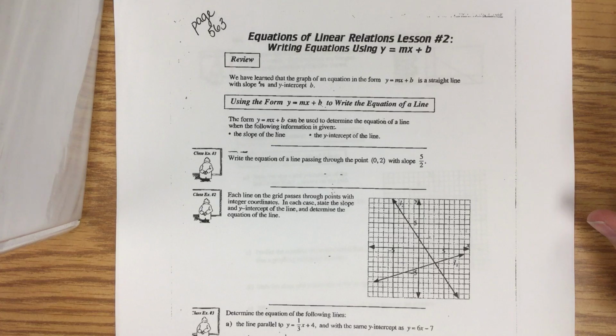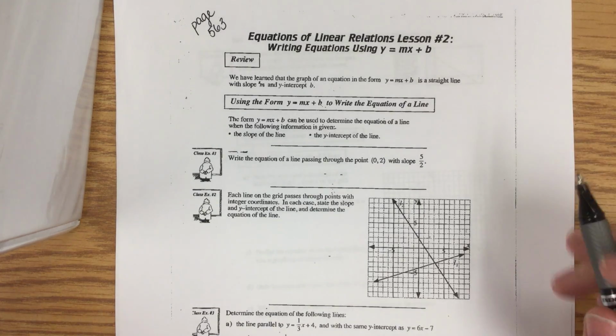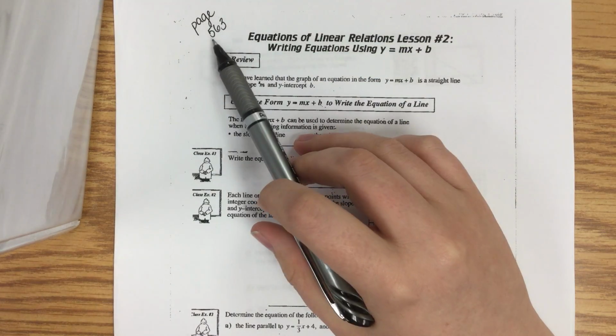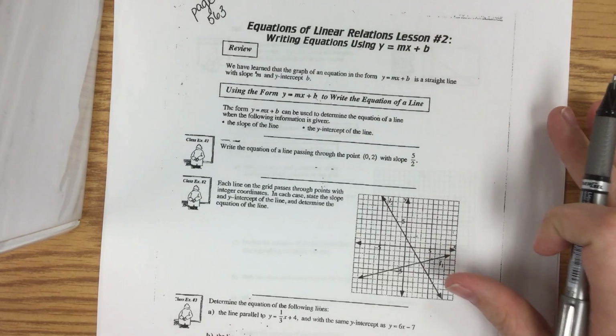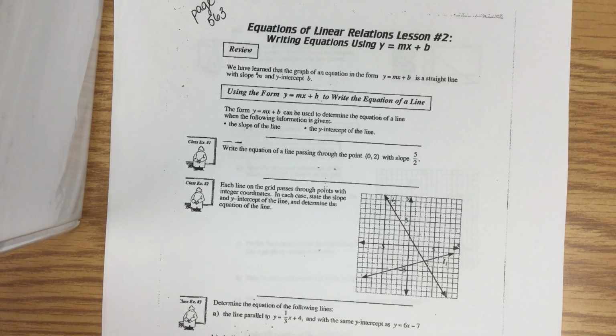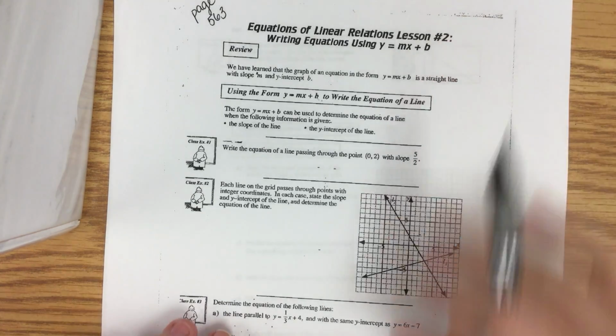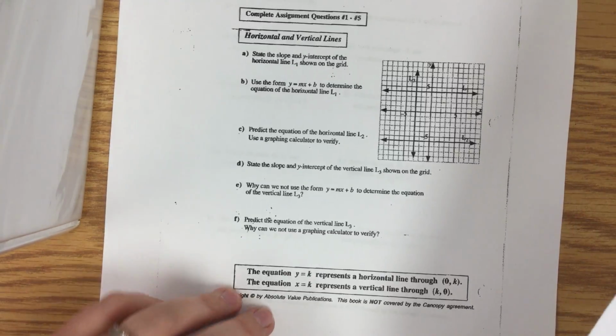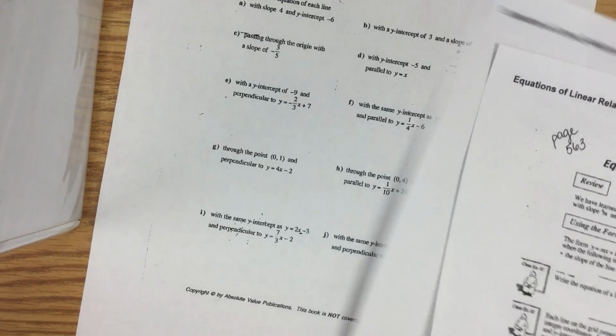This follows along with your equations of linear relations lesson number 2. It can be found on page 563. So take a second to find that page. We're going to set ourselves up to complete all of the examples. You'll follow along with me as I complete the notes, and I'll try to explain as best I can, and then we'll assign some homework questions at the end.